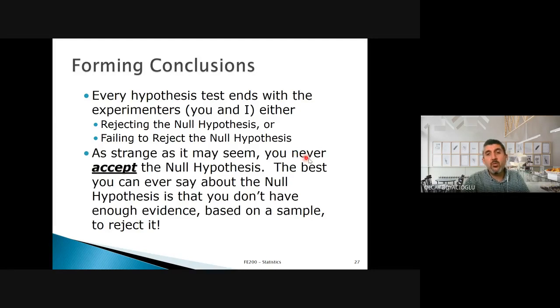Okay? You never accept the null hypothesis. The best thing you can do is say about the null hypothesis that you don't have enough evidence, based on the sample, to reject it. The best thing you can do is say it this way: the data doesn't support the rejection of the null hypothesis, or based on the evidence, I cannot reject the null hypothesis, or I fail to reject the null hypothesis.